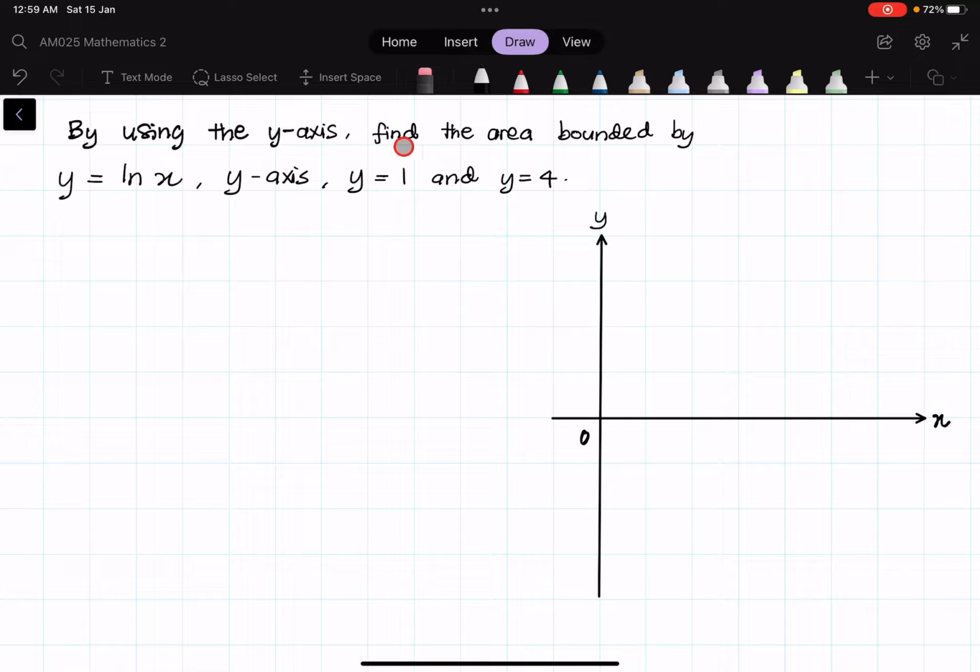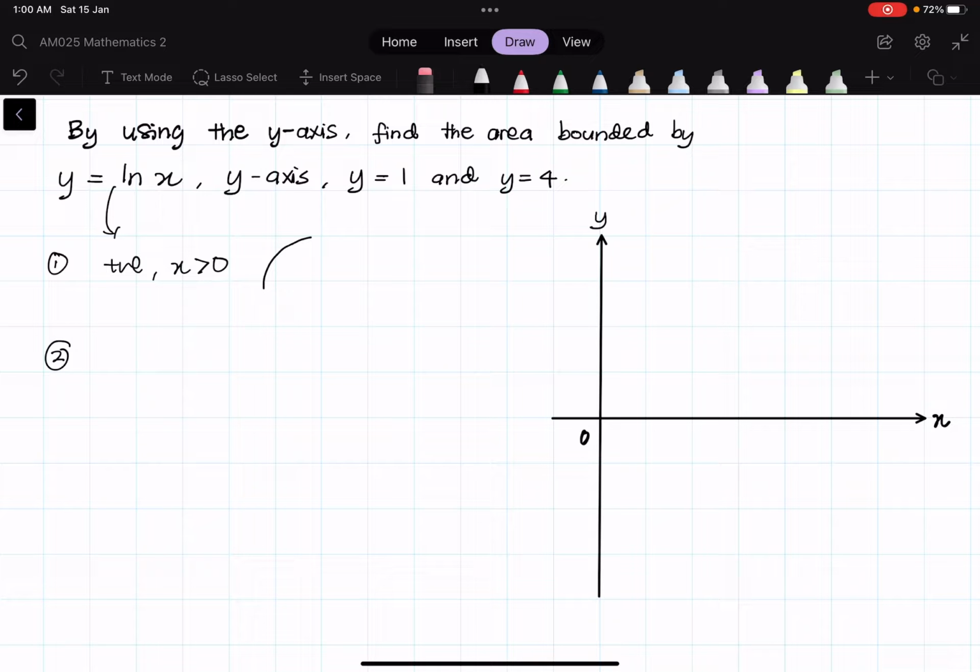By using the y-axis, find the area bounded by the curve y equals ln x, the y-axis, and the lines y equals 1 and y equals 4. So now let us take a look at the general shape of y equals ln x. The sign in front of ln x is positive, and our x here is more than 0, so our graph will be on the right hand side of the y-axis, and the shape is going to look like this.